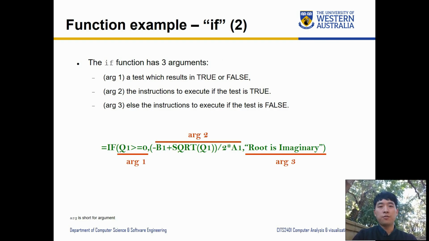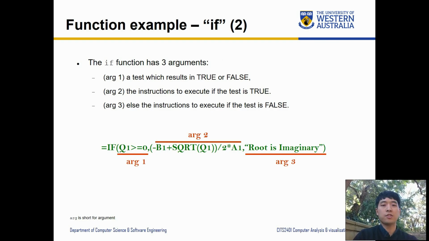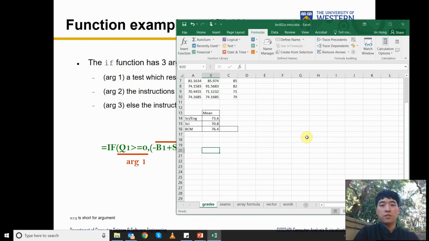So the IF function, if you look inside, it has 3 arguments. Argument 1 determines the condition that you want to check. Argument 2 is, if the condition you give in argument 1 is true, then you do something with it. If argument 1 is false, then you move on to argument 3. So let's write that out.